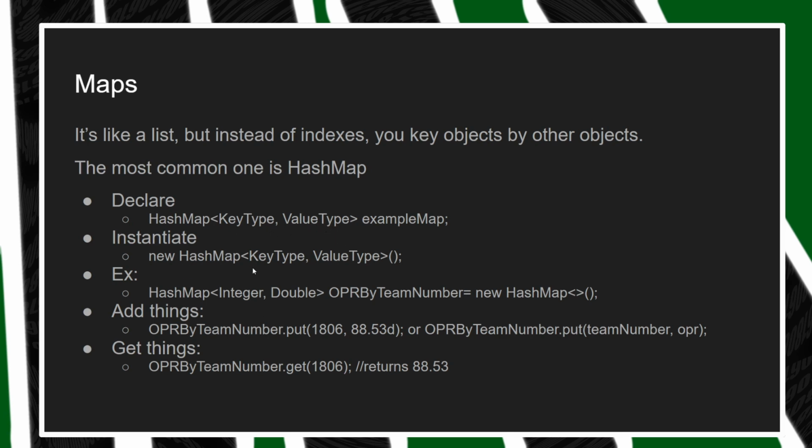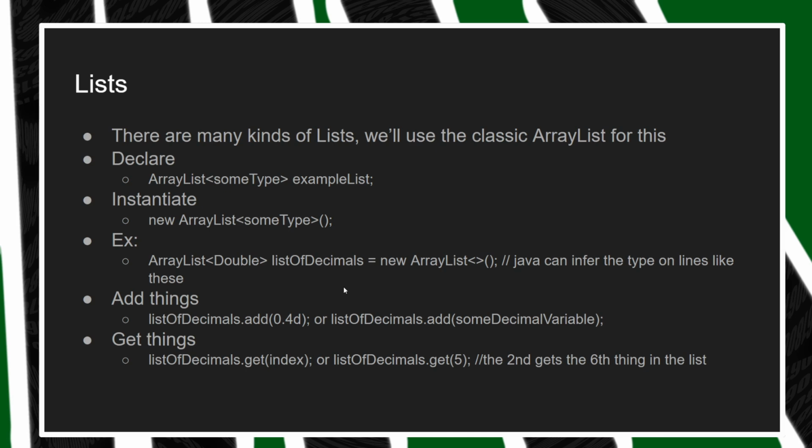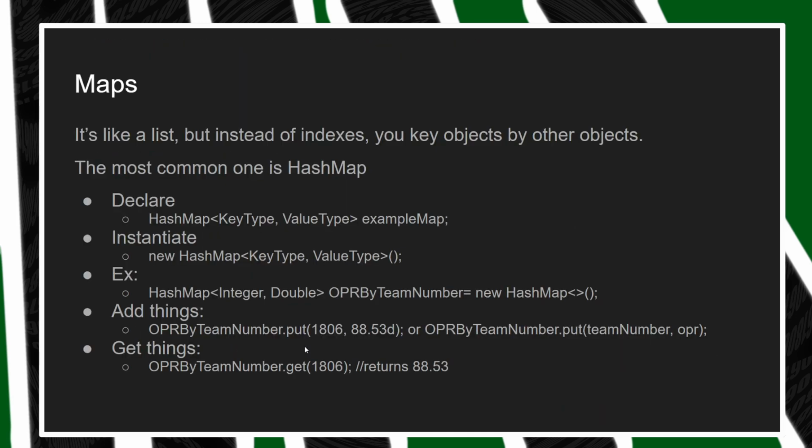Like you can have OPR by team number, for example. And kind of like how the list works with add, there's this put function, and it's put and then key comma value. Like team number, OPR. Team number dot get returns 88.53, assuming that's actually our OPR. Our OPR is 88.53 at Cowtown. We're doing really well.